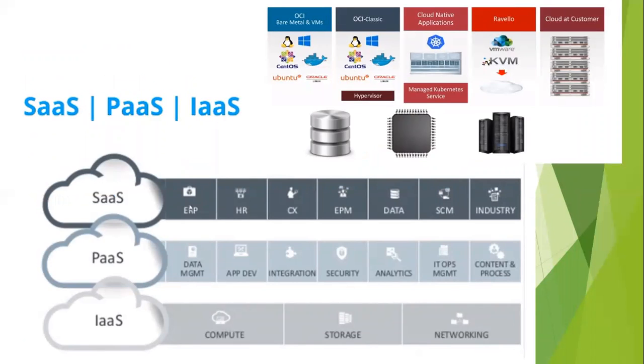Coming back to cloud applications, we have the Oracle cloud or any cloud, for example IBM or Amazon cloud, any cloud it could be. Cloud computing can be classified into three types: software as a service, platform as a service, and infrastructure as a service. In software as a service, we have products like ERP, HR, EPM, data, and SCM, and so on. Our HCM Cloud comes under HR software, which is human capital management. Coming to platform as a service, they can offer data management, app development, integration, security, and analytics. And coming to infrastructure as a service, they can provide compute, storage, and networking as well.